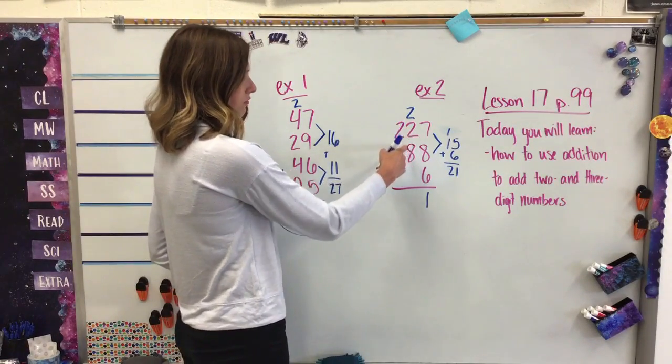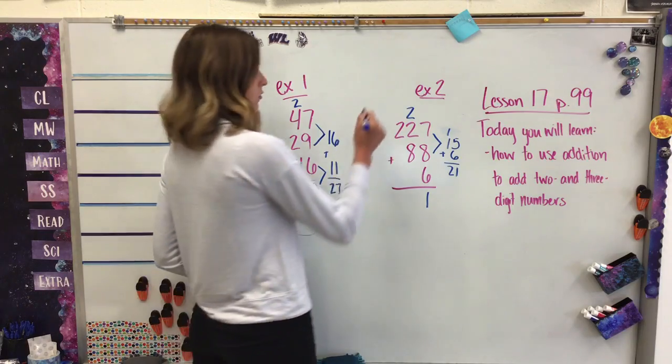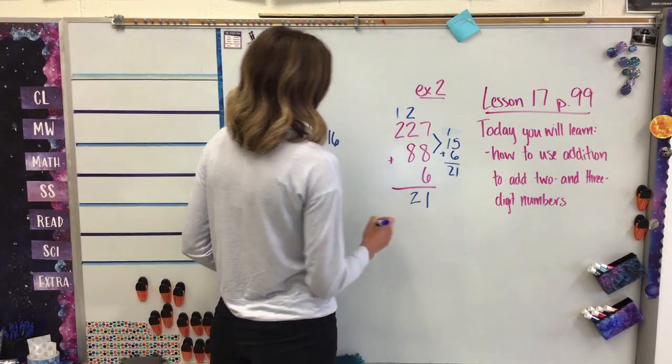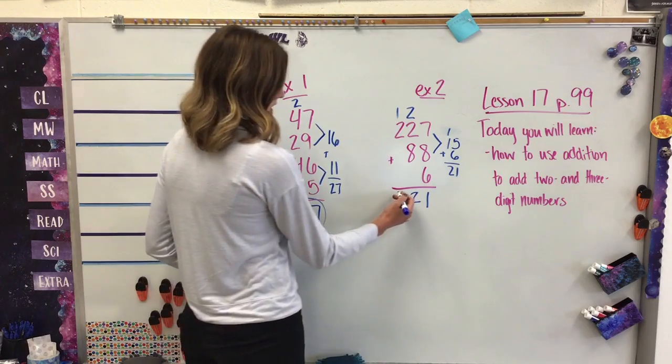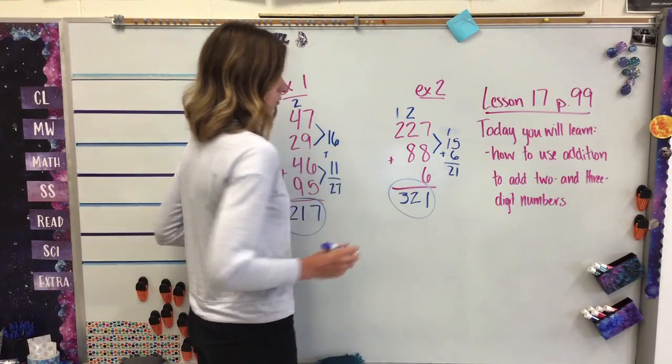2 plus 2 is 4, plus 8 more gives me 12. 1 goes up, 2 comes down. And then 1 plus 2 gives me 3, so I get 321.